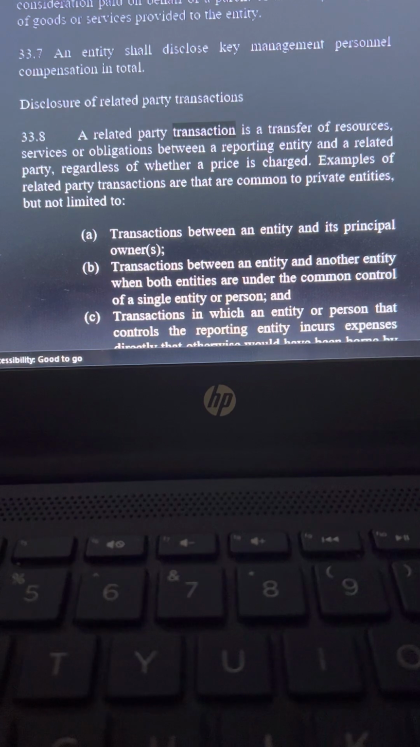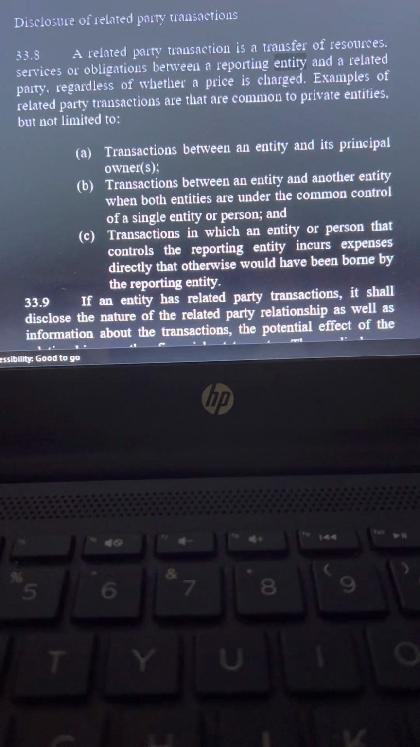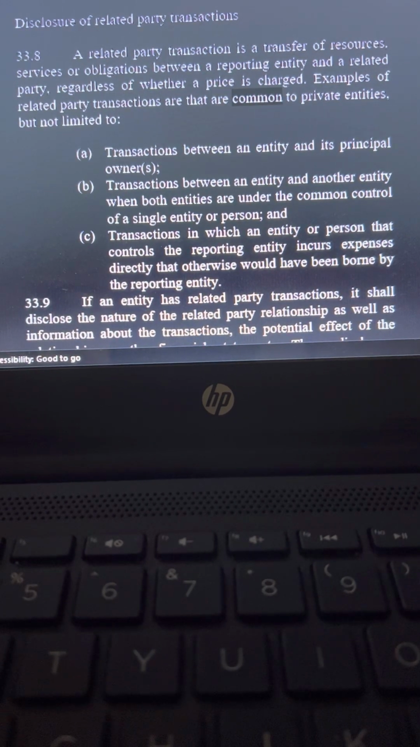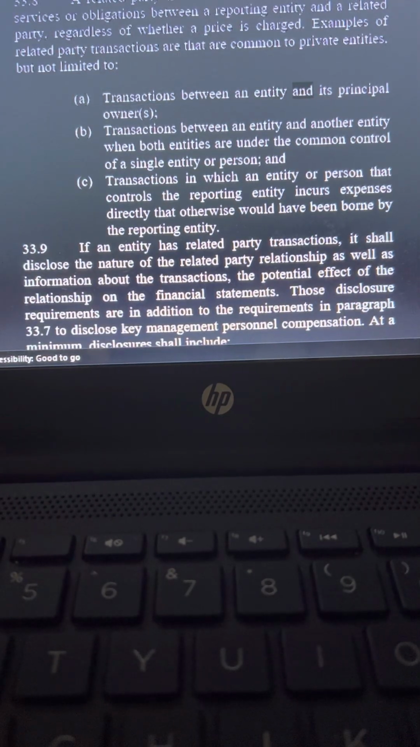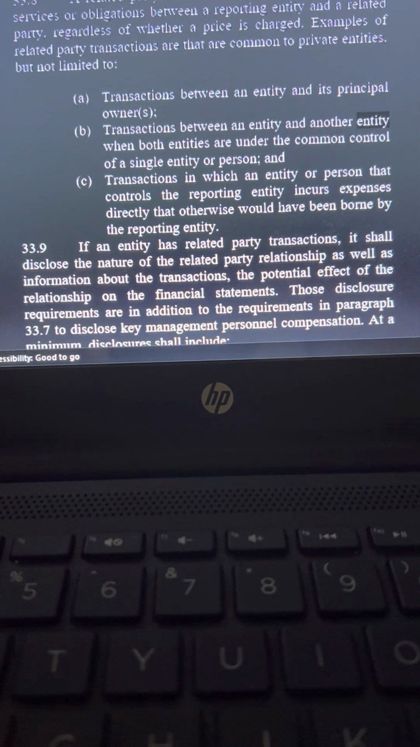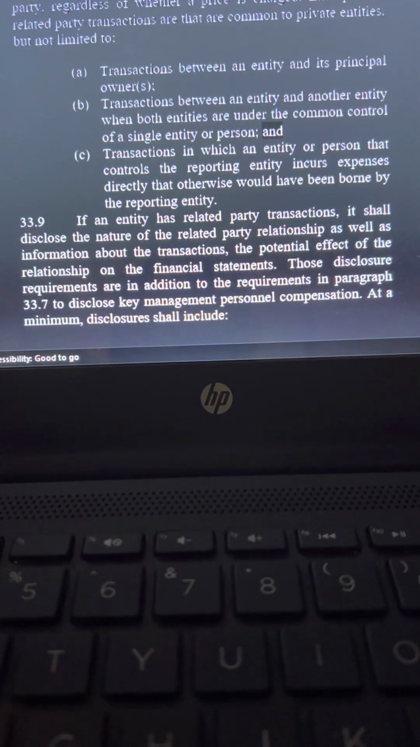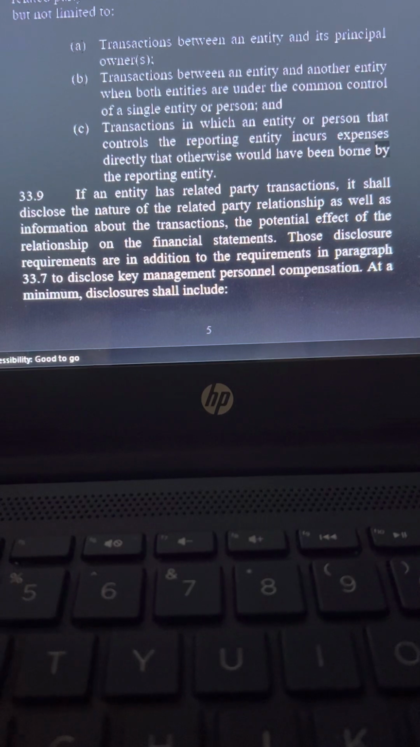33.8 A related party transaction is a transfer of resources, services, or obligations between a reporting entity and a related party, regardless of whether a price is charged. Examples of related party transactions that are common to private entities, but not limited to: transactions between an entity and its principal owners, transactions between an entity and another entity when both entities are under the common control of a single entity or person, and transactions in which an entity or person that controls the reporting entity incurs expenses directly that otherwise would have been borne by the reporting entity.